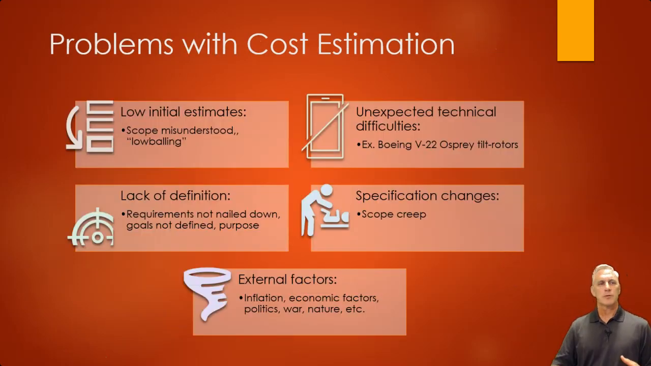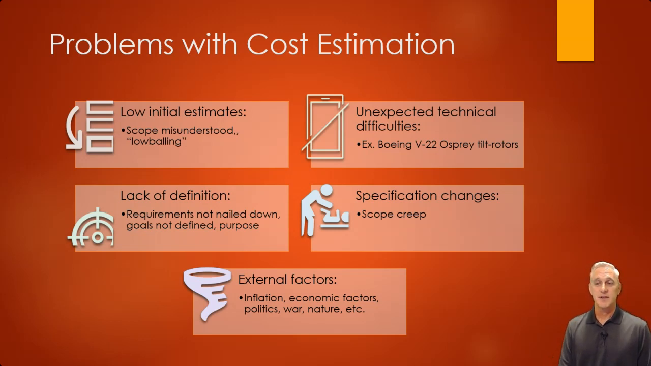So what are some problems with different types of cost estimation? Well, we can have low initial estimates because maybe we're not entirely sure or don't have the experience about everything that's required. So oftentimes you'll see this as lowball or scope was misunderstood. And so people just do it so they can get the project, and now all of a sudden they have a tiger by the tail and it's bigger than they thought.